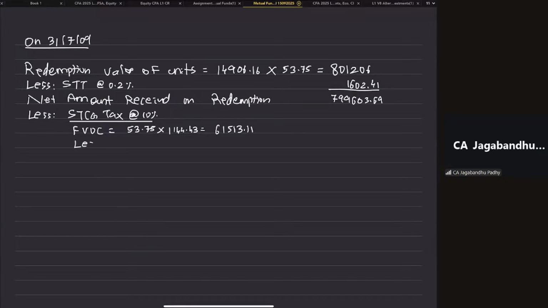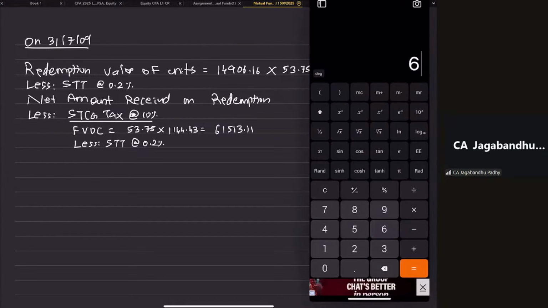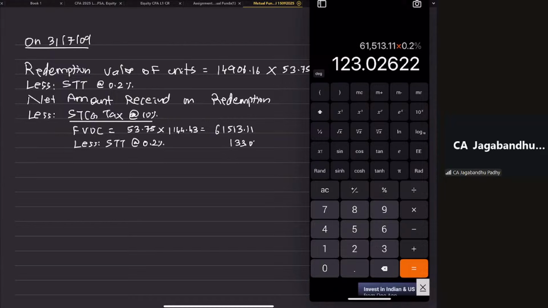From that, we'll have to reduce the cost of transaction, the securities transaction tax, which is at the rate of 0.2%. So 61513.11 into 0.2%, which is 123.03. Yes.